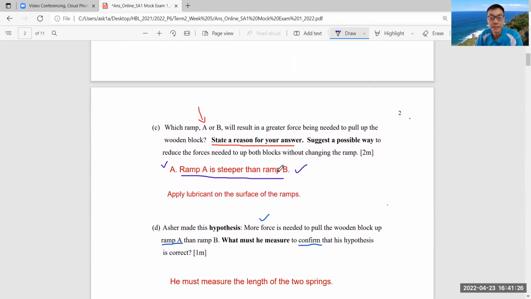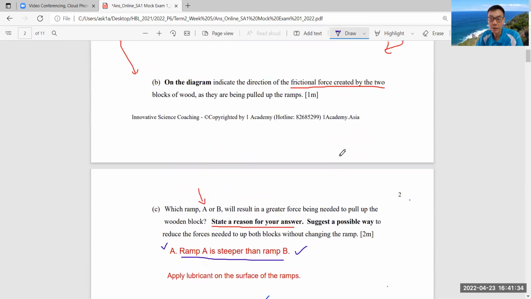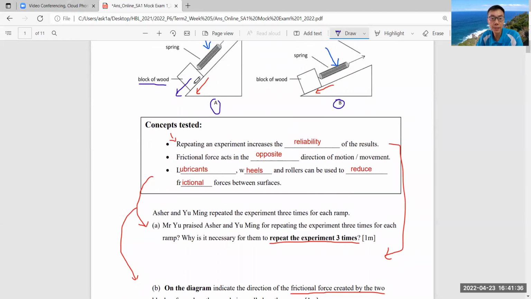Okay, next, suggest a possible way. There are actually 2 possible answers. Either you can say apply lubricant on the surface of the ramp, or you can say put wheels below the block of wood. Okay, put wheels below the block of wood, because if you notice here, wheels and rollers can be used to reduce frictional force.